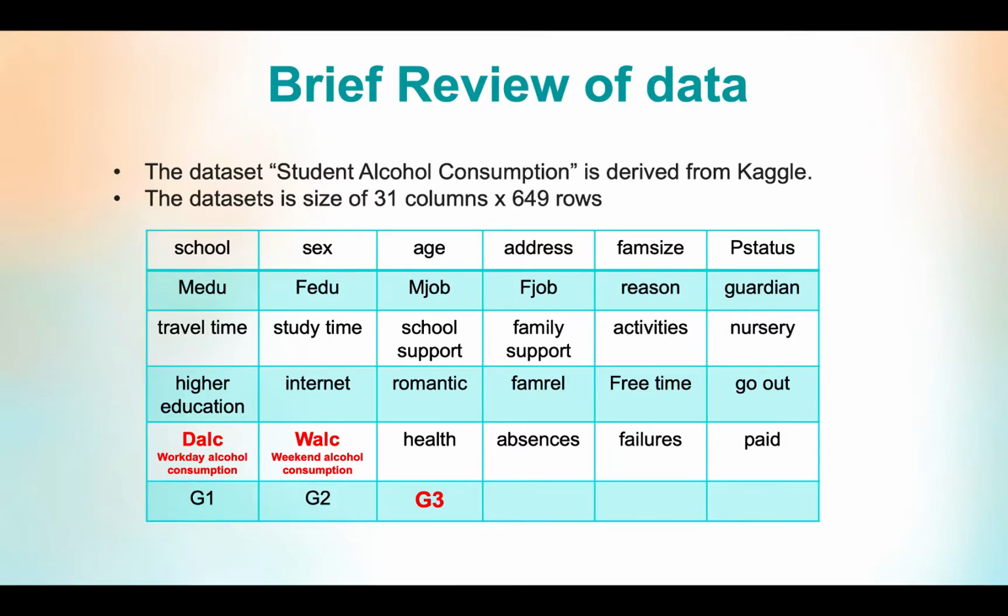So let's take a brief review of the data. The data set is derived from Kaggle. As you can see there, we have workday alcohol consumption and weekend alcohol consumption. And G3 is going to be our target variable, which is the final grades. The reason why I chose this data is because it contains a lot of interesting information. It not only has the alcohol consumption, it also provides students' personal information such as the time that they spend on study, their love relationship, and their family background.